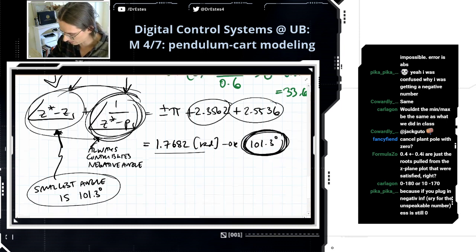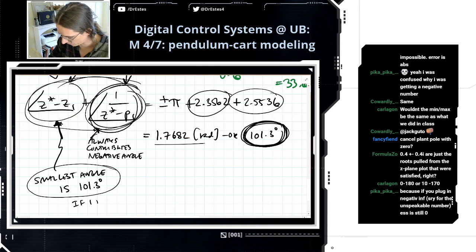So let's say I pick 50 degrees. Well, I still need to go 51 more degrees to get to 101, but the pole only contributes a negative angle. So the pole isn't going to ever make it more positive. So the smallest angle the zero can make is this positive angle on the right-hand side. All right?